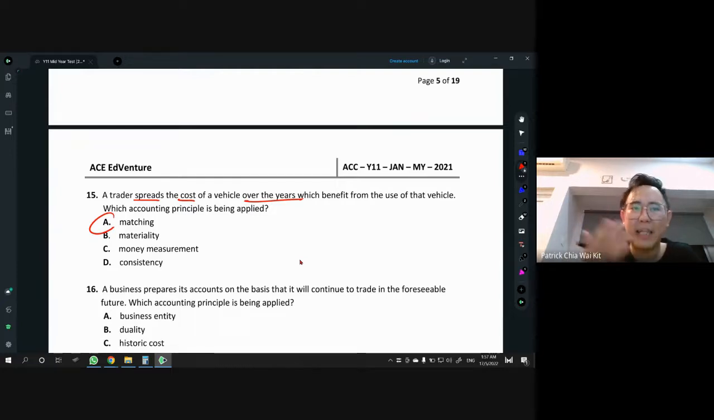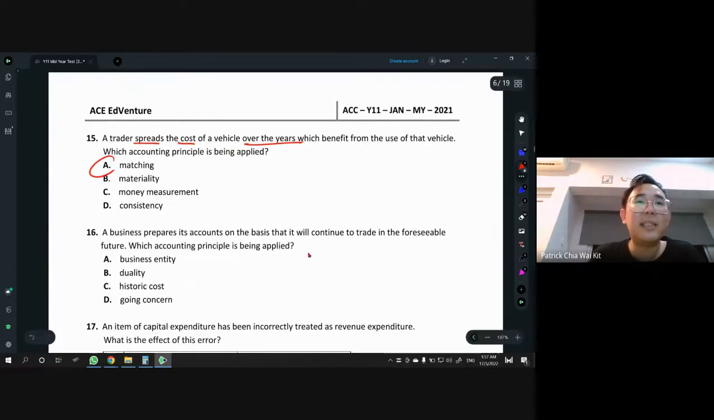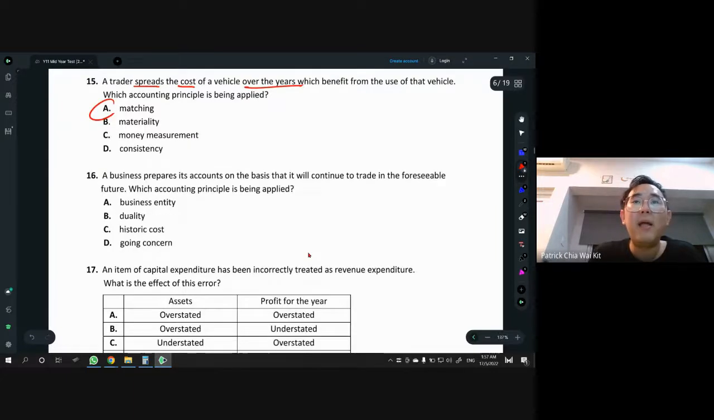So imagine you buy this vehicle. This vehicle helps you to probably earn some money, there's revenue and so on, but you don't use the whole thing, you only use part of it. That's why it is called matching. 16, right? Businesses are prepared on the basis of the foreseeable future, and the keyword here is continue. So which one has the continue keyword? Yep, going concern. Easy, right? Going concern is always continue and continue the business.